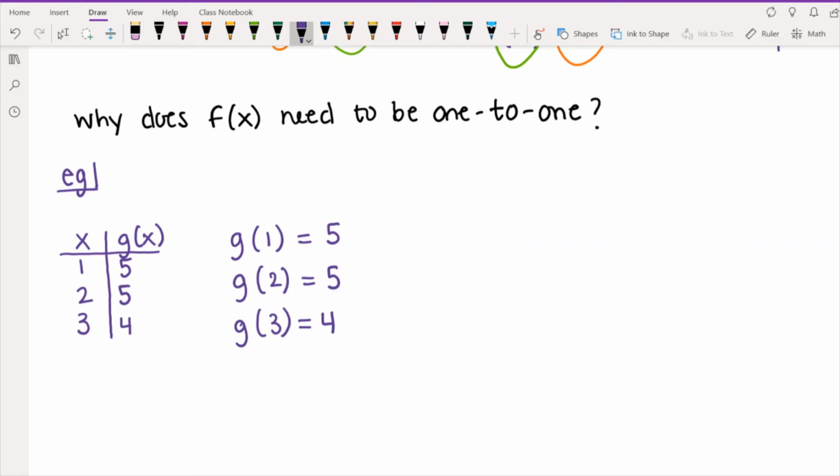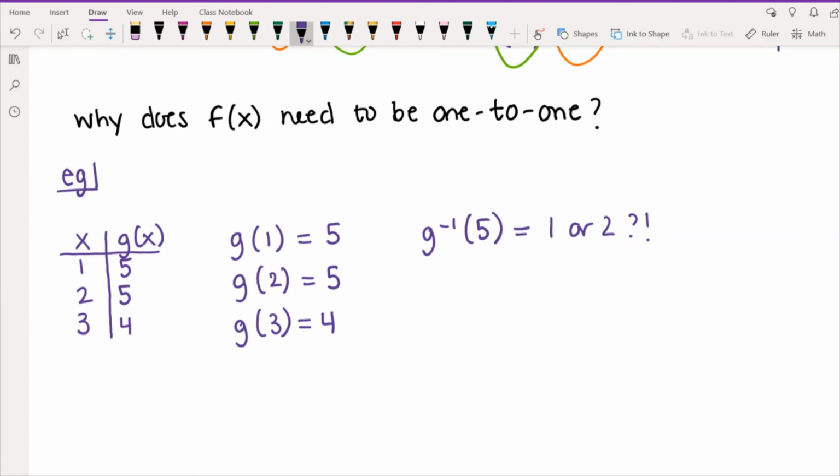So the problem would be if we tried to do g inverse of 5, we wouldn't know which one to say, right? Would our answer be 1 or 2? And so what we learned from the beginning of the quarter is that when you have a function, and remember this inverse thing, it's a function. It's itself a function. It kind of comes from an original function, but it becomes its own function as well.